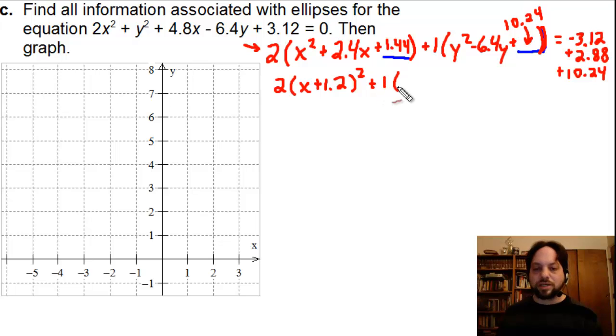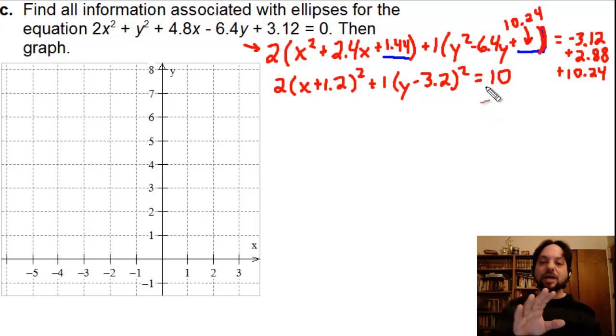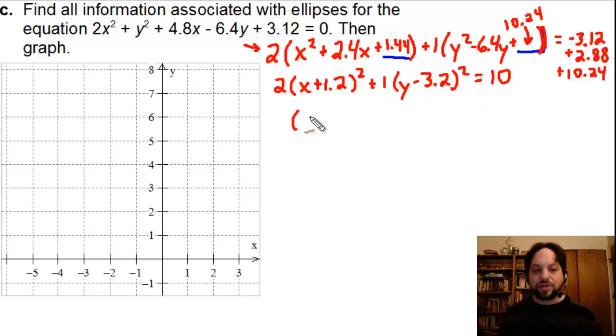This will just be 1 times the quantity y minus 3.2 squared. And this over here, if I do my math correctly, should just equal 10. So that's pretty friendly. Now remember, the ellipse equation says equal 1. So I do need to divide everything here by 10. And when I do that, I'm going to get my final conic standard form equation.